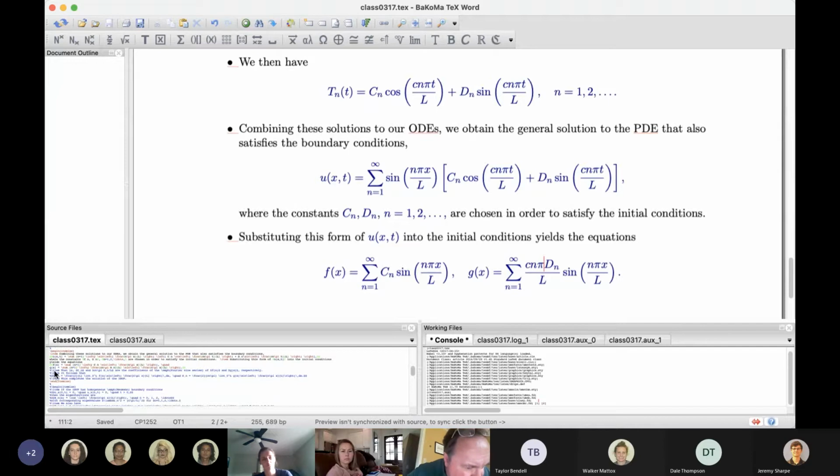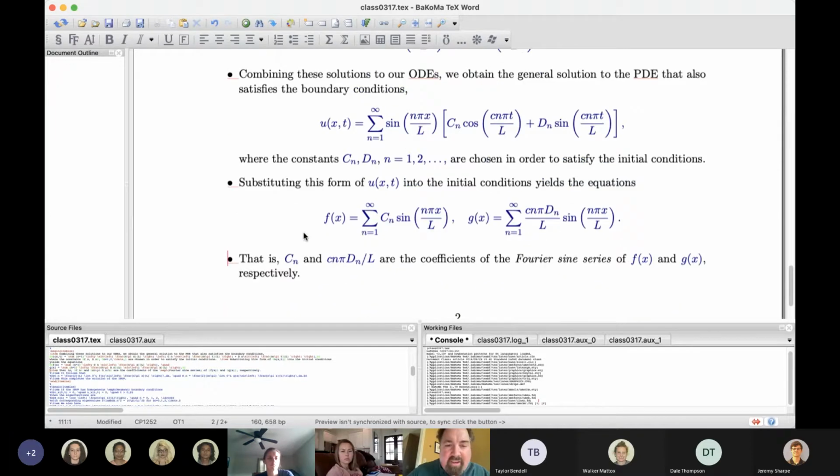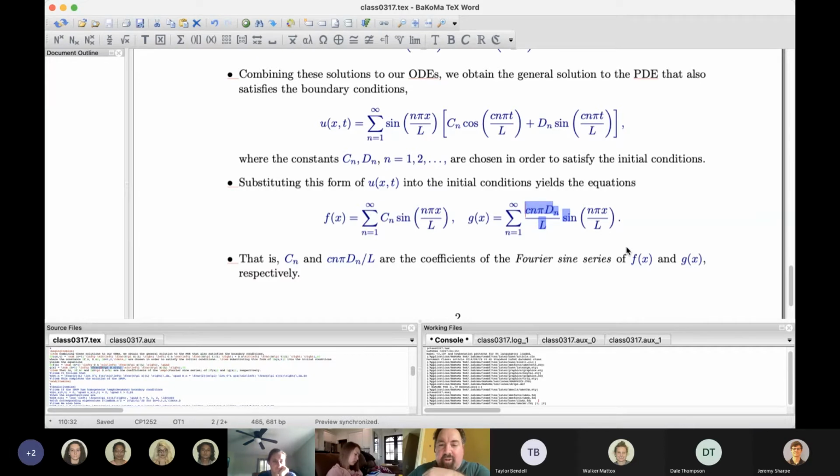So another way of looking at it is Cn is a Fourier sine series coefficient of f. And in this expression, c n pi Dn over L, that is a Fourier sine series coefficient of g. So we can find a Fourier sine series of f and g, and that leads us to our constants Cn and Dn.